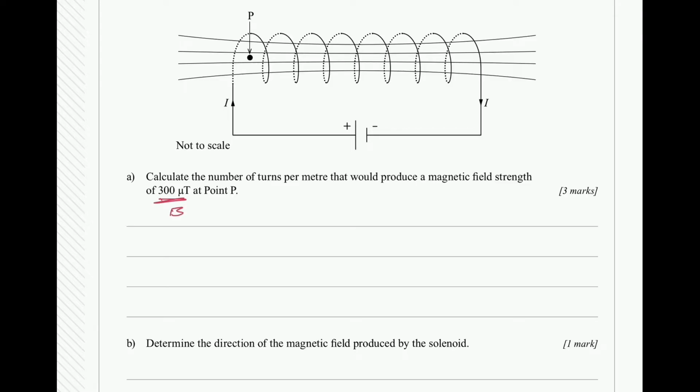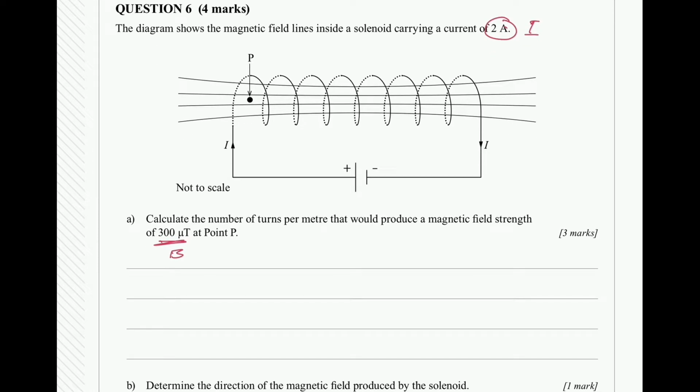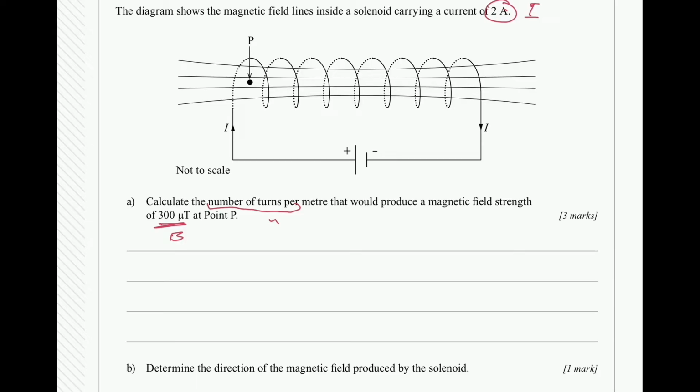That's going to be B. I have been given the current, so that's I. I'm also being asked for the number of turns, so number of turns is N. The formula that's going to call out to me is B equals μ0 N I. That's the formula we're going to use, but we're going to rearrange it because we are trying to calculate N, the number of turns.